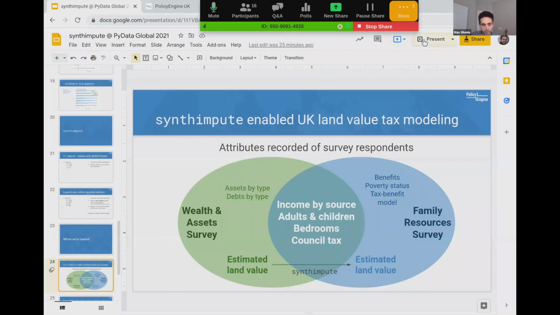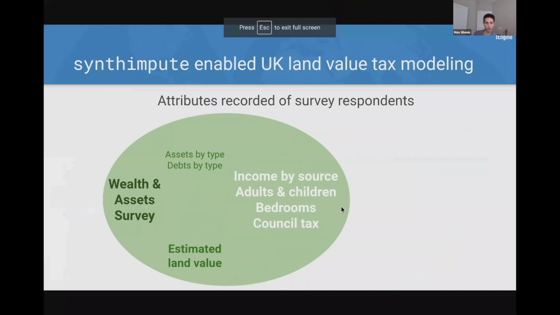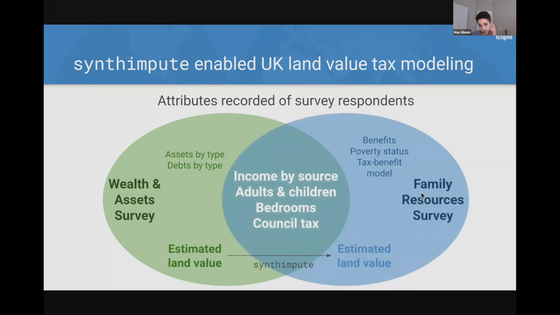We do that by taking our core household survey, which is the survey that has land value, the Wealth and Assets Survey. So we can estimate land value there. It also has some other variables that let us match it to the Family Resources Survey, which is the core household dataset we use in PolicyEngine UK. So we use Synthimpute to do that. We also use the feature that I described of setting a target.